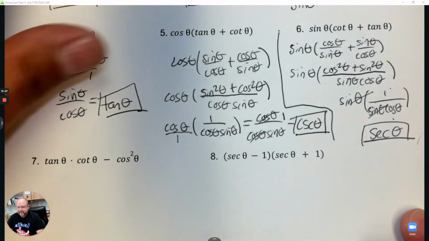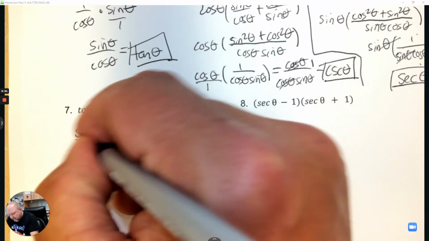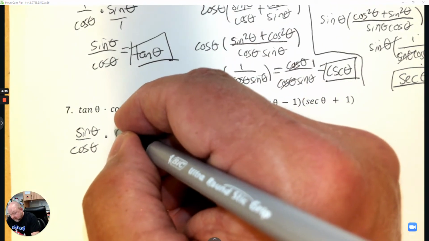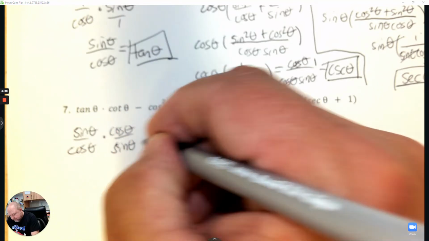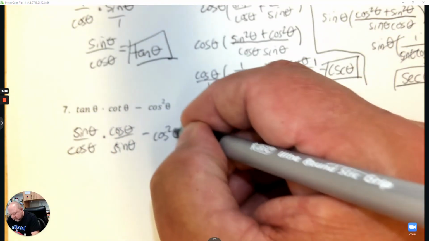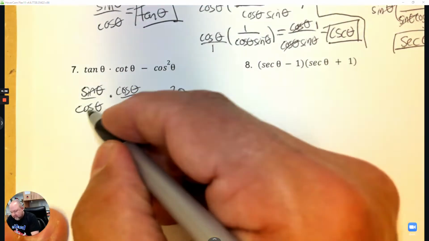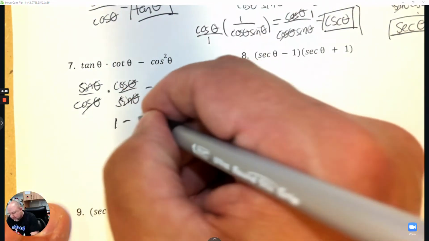Number 7. Tangent theta is sine over cosine. Cotangent is cosine over sine. And then we have cosecant squared. Sine divides out, cosine divides out, and we're left with 1.